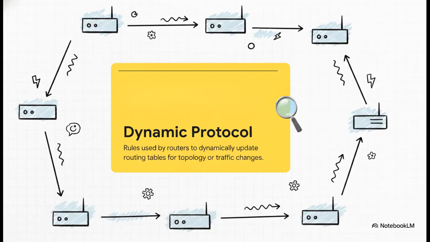To fix that massive scalability problem, dynamic routing protocols step in to do the heavy lifting. We're talking protocols like OSPF, EIGRP, and RIP. They basically give routers a set of rules for how to talk to their neighbors. They automatically discover new networks, they instantly recalculate paths if a link drops, and they continuously update the routing tables across the whole enterprise, all without you having to type a thing.